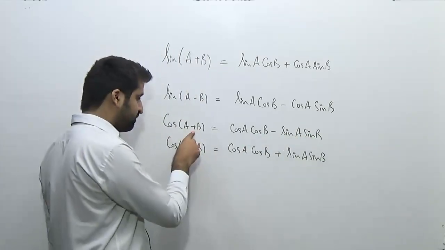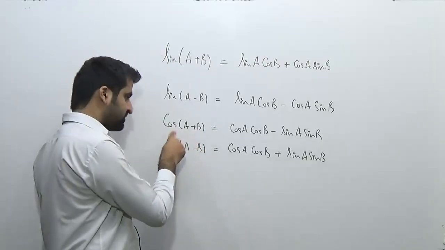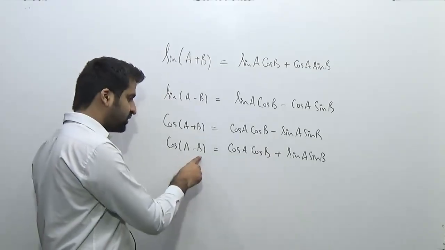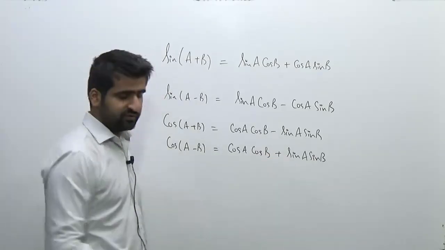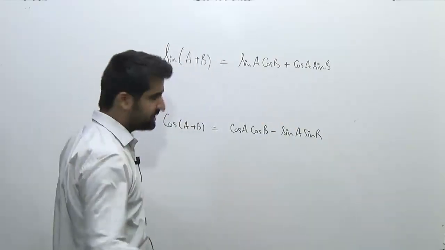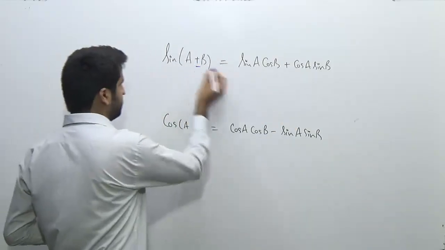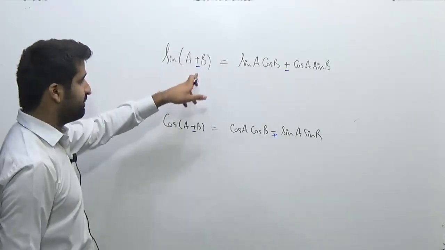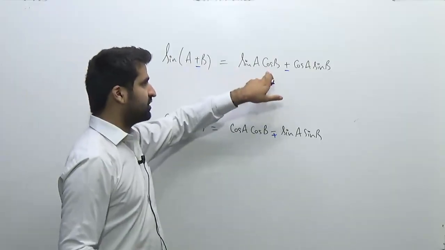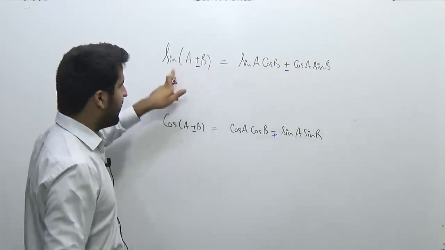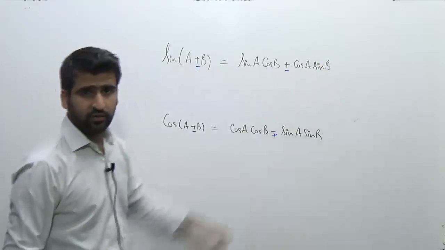And then in case of cos of A plus B, this will be a negative sign. In case of cos of A minus B, there will be a positive sign. So instead of remembering all these four formulae, you just have to remember it's something like this: in case of sine of A plus-minus B, this will be sine A cos B plus-minus cos A sine B. The first formula is of addition and the second one is of subtraction.